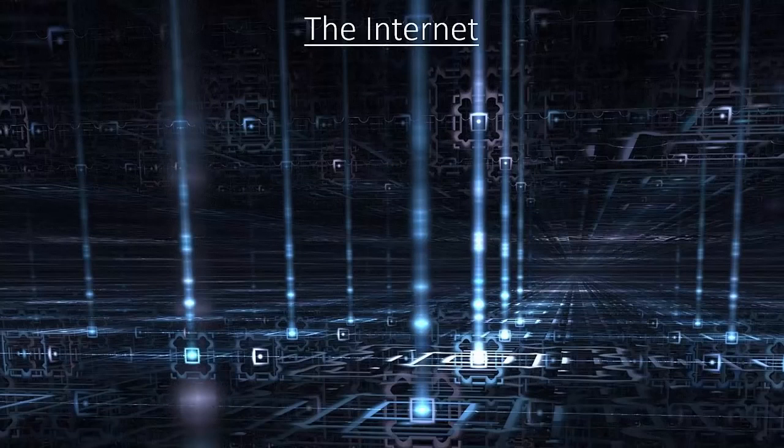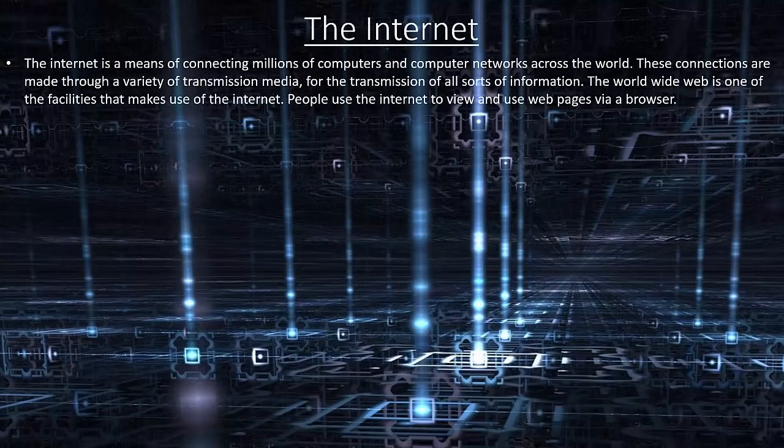The Internet. The Internet is a means of connecting millions of computers and computer networks across the world. These connections are made through a variety of transmission media for the transmission of all sorts of information. The World Wide Web is one of the facilities that make use of the Internet. People use the Internet to view and use web pages via a browser.